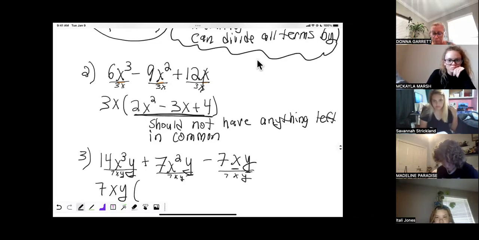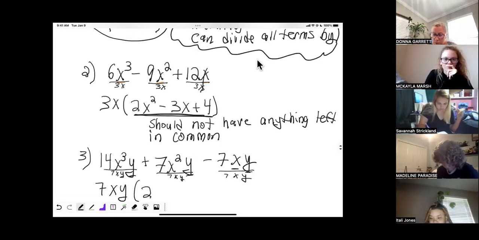And we'll do one at a time. 14 divided by 7 is 2. X cubed divided by x is x squared. And y divided by y is gone. That's what's left for my first term. 7 divided by 7 is 1. So I don't need the 7.